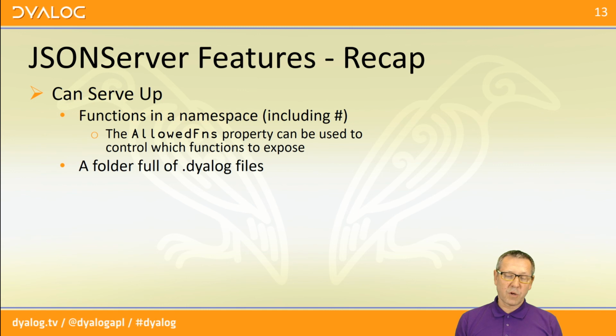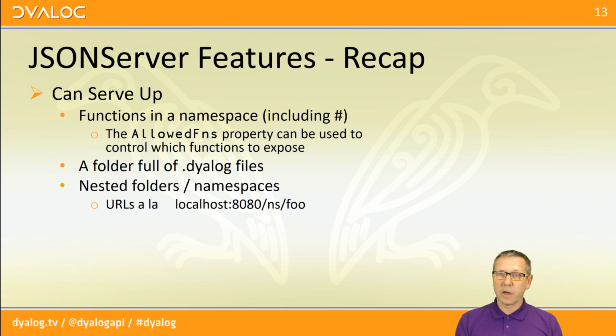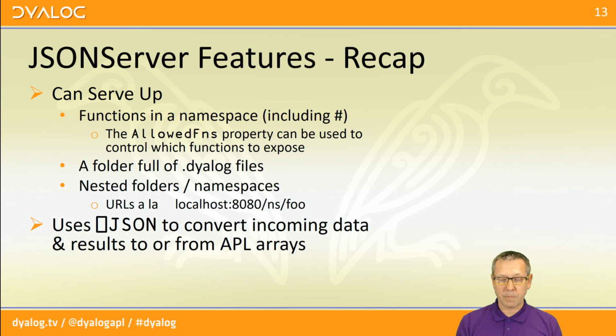As we've seen, you can serve up a folder full of Dyalog files, and in fact you can have nested folders or namespaces. So if you had namespaces inside namespaces or a folder with subdirectories, you would end up with URLs like this one here. After the 8080, /namespace/foo would go into a namespace and then call the function.